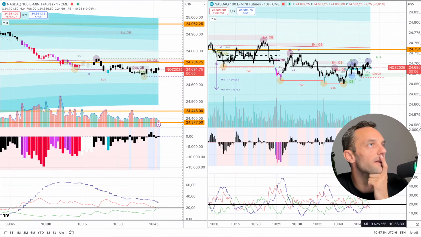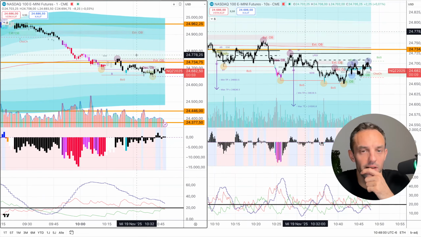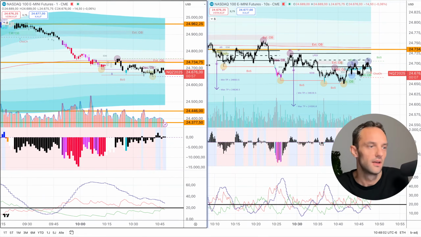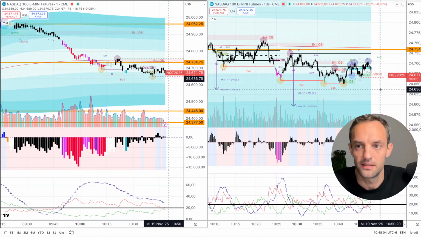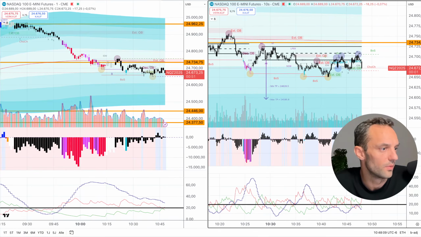Oh, we missed a nice short, but it's okay. We have here the 1-minute chart on the left, and on the right we see the 10-second chart. And actually, which one do you want to see? I don't know.